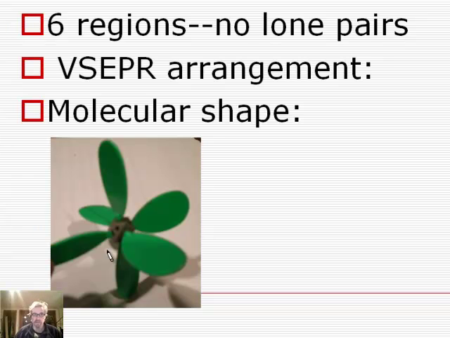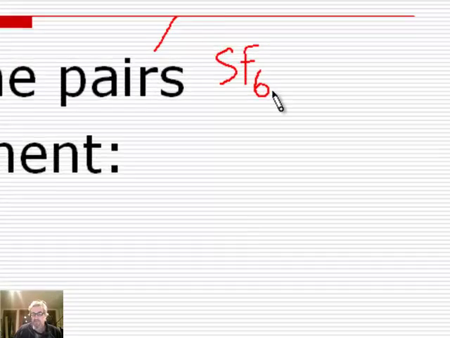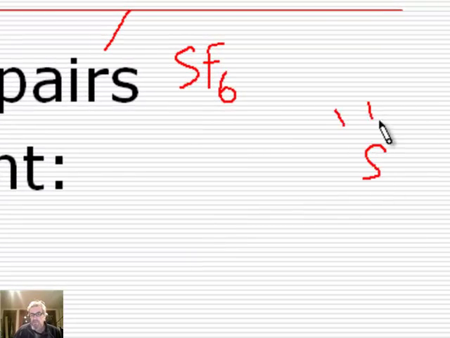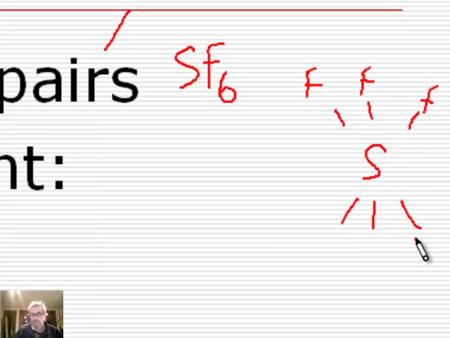First of all, we'll take a look at the case where we have 6 regions of electron density and they're all bonds, no lone pairs. Like, for example, sulfur hexafluoride. The Lewis structure looks like this. Outside fluorines, I'm leaving off the full octets again just for simplicity. 6 regions of electron density, all of them are bonds. The valence shell electron pair arrangement, when you have 6 outside regions, is always going to be octahedral.